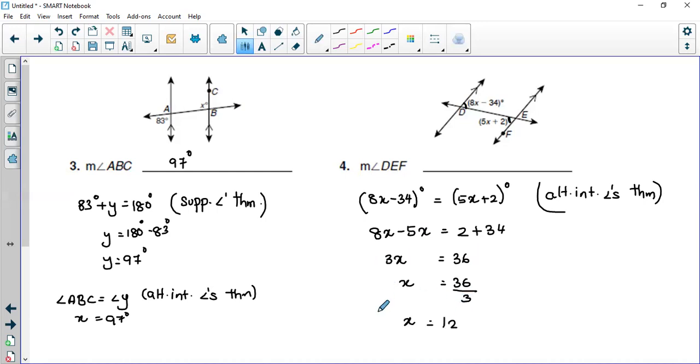Now that's not it, because we have just found the value of x. Whenever you have equations like this, you have to first find out the value of x, then substitute that in the expression. Now the next step is find the measure of angle DEF. So angle DEF is equal to 5x plus 2 degrees, which means replace the value of x with 12. 5 multiplied by 12 plus 2, so that's 60 plus 2, which is going to give you 62 degrees. So the measure of angle DEF is going to be 62 degrees.